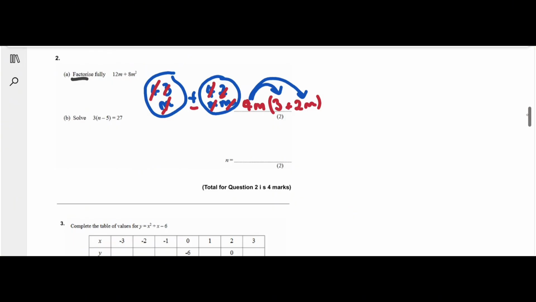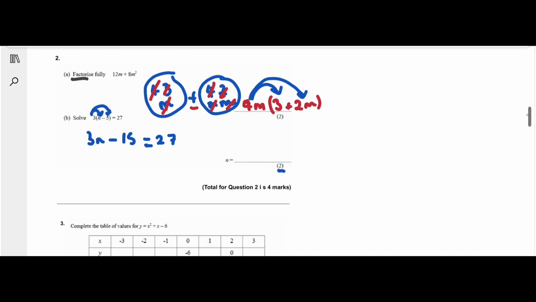So part B has asked me to solve this equation, and you see here it's worth 2 marks. It's quite common, and normally, not always, but normally 9 times out of 10, your first mark is just for expanding the bracket. So even if you don't know how to solve equations, everybody can get the mark for expanding the bracket if you know how to do that. So you do 3 multiplied by n, which is 3n, and then 3 multiplied by negative 5, which is negative 15, and that would usually give me a mark without having to do anything else.